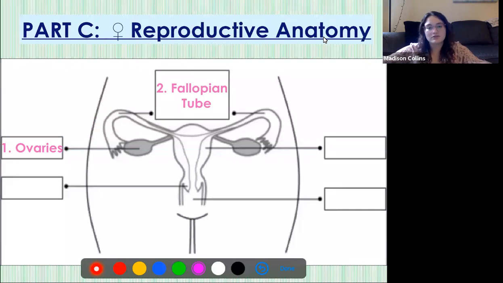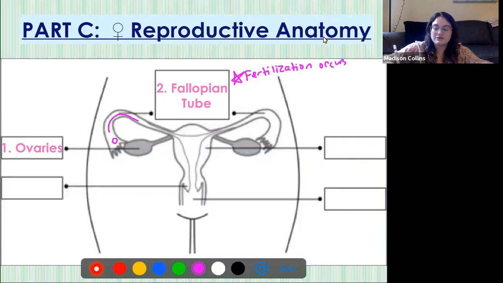Now, a woman has 2 ovaries, but only one is utilized every month. And usually those ovaries are going to take turns releasing an egg. So it'll alternate every month. One month, maybe the left ovary releases an egg, and then the next month, the right one does. It just alternates. And when that egg is released, it's going to travel through these tubes known as the fallopian tubes. Now, we do need to know that this is where fertilization occurs.